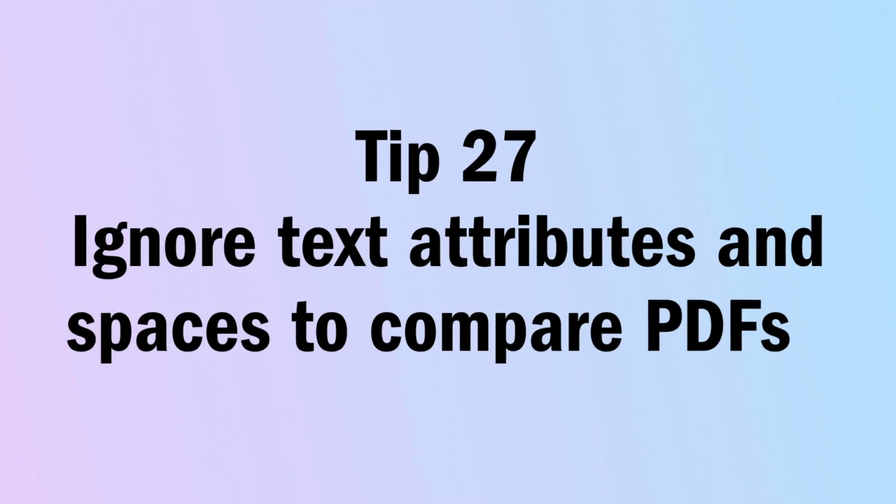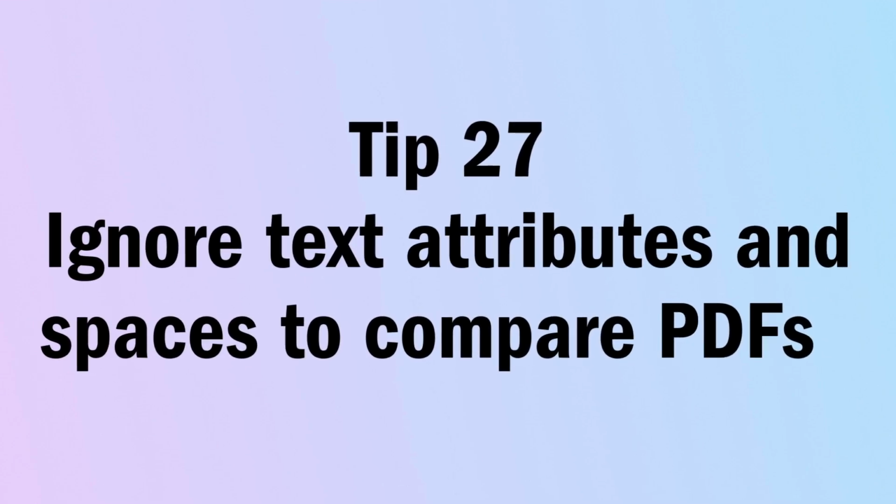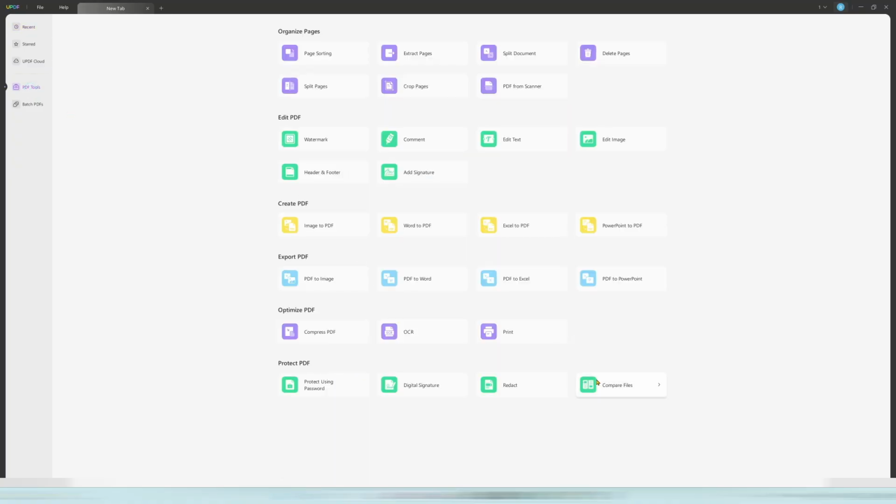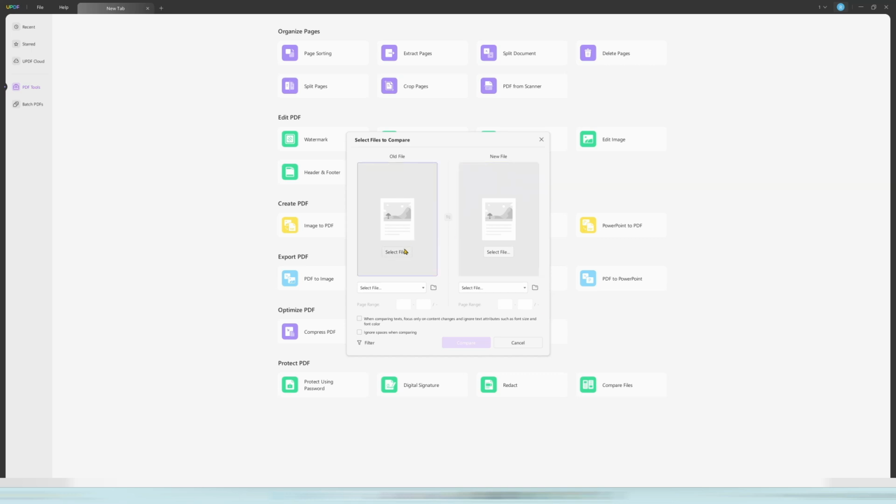When it comes to comparing PDFs, accuracy is everything, right? So here's what you need to do. Head over to PDF Tools, click Compare Files, and pick the PDFs that you want to compare. And make sure you check those boxes to ignore text attributes like font size and to ignore spaces. This way you're only focusing on the real content changes.